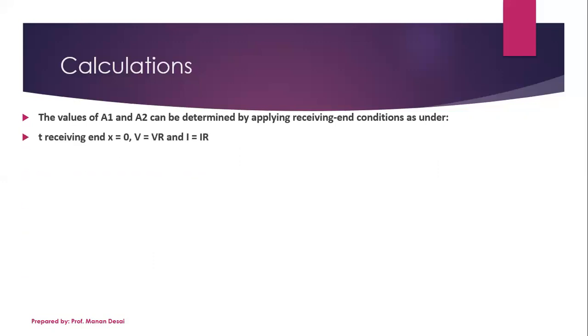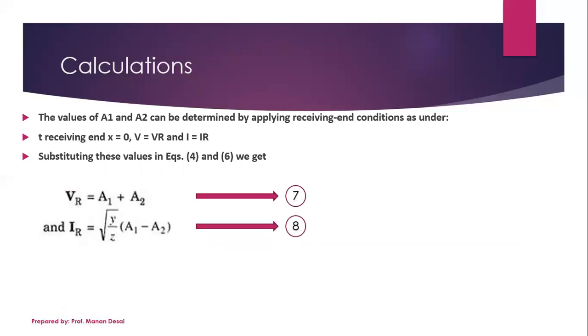At the time of t equal to 0, x is equal to 0. So V is equal to VR and I is equal to IR. Substituting the values in equations 4 and 6, we get these two equations, 7 and 8. So we got the receiving end voltage equal to these two constants A1 and A2, and the receiving end current is under root Y by Z (A1 minus A2).